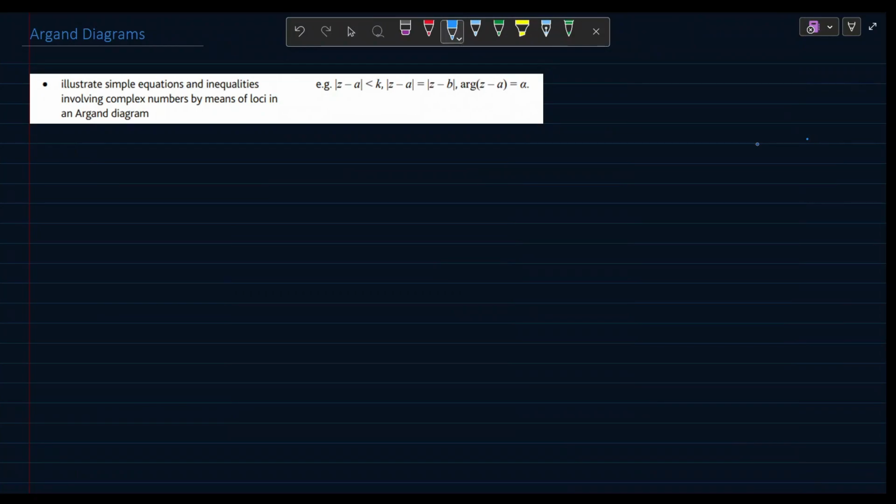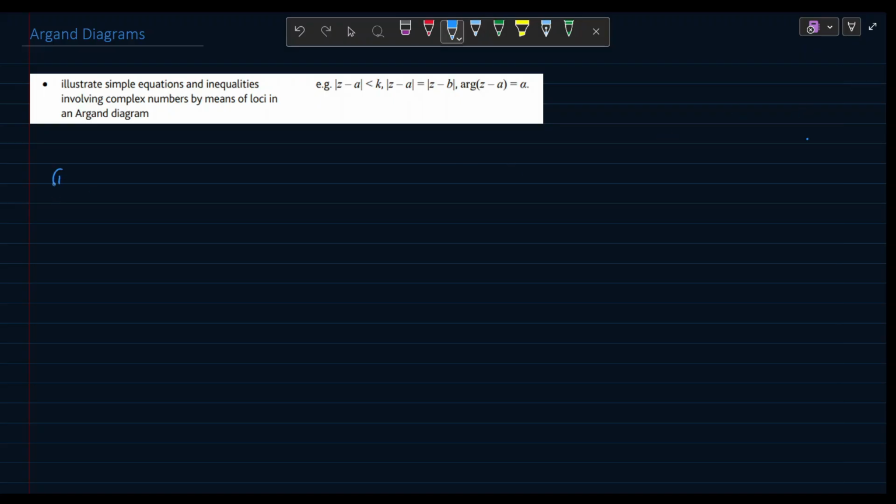Alright, in this video we're going to be looking at Argand diagrams. So Argand diagrams are simply complex numbers being plotted on a complex plane. You'll be given various equations and inequalities involving complex numbers, and you should be able to plot those equations and inequalities on a complex plane. So we're going to go through the different types of equations and inequalities that you can get and how you would go about plotting them.